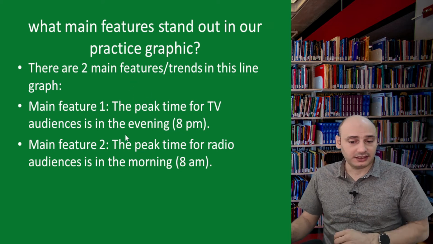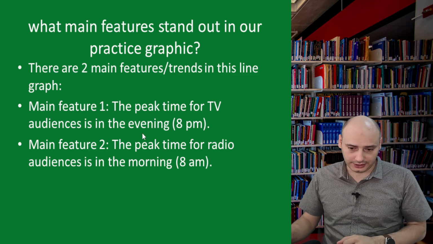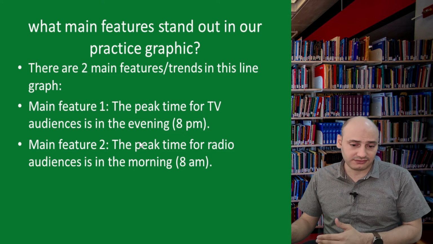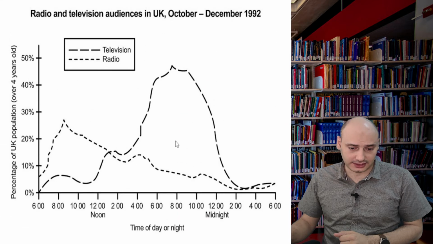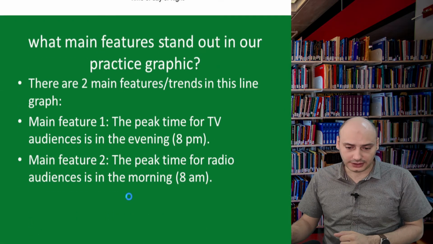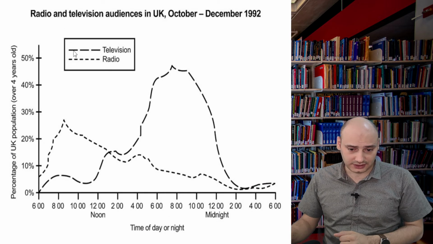There are two main features or trends in this line graph. Main feature number 1, the peak time for TV audiences is in the evening, 8 p.m. Let's have a look at it again. See, 8 p.m. So this is noon. This is for TV. Let's have a look at the TV. Now this is television. Okay, this is 8 p.m., and midnight, and this is the peak. So this is the most. As you can see, this is one of the key features.